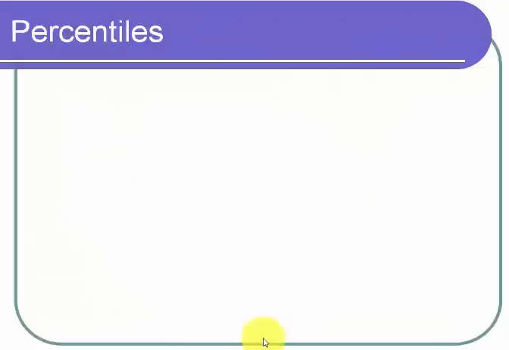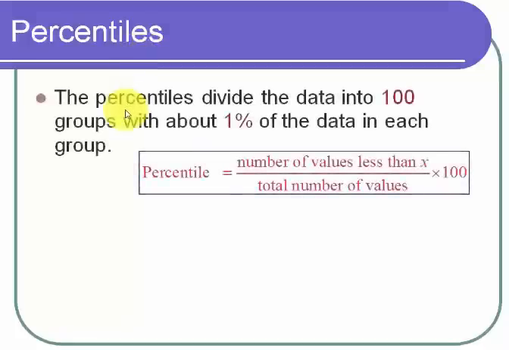So let's move on and talk about percentiles. Percentiles are another way of dealing with the fact that if you don't know anything about the raw score, you can talk about how high or how low it is. The percentile is defined as taking all of the data and dividing it into 100 groups with about 1% of the data for each group. And the formula is that the percentile is the number of values less than the score divided by the total number of values times 100.